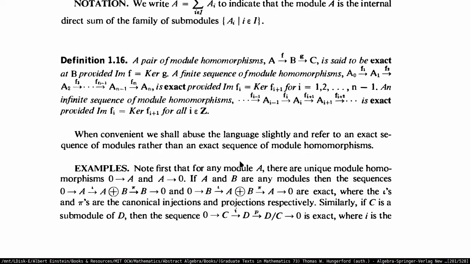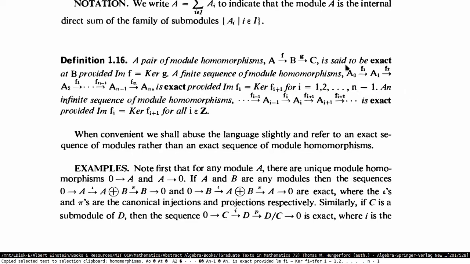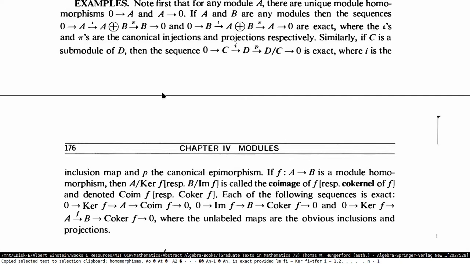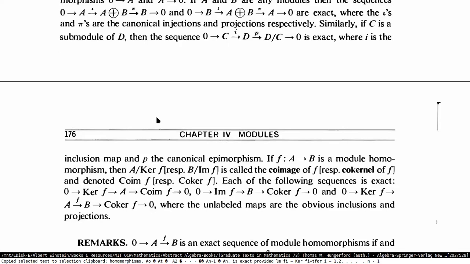We're going to see now that an infinite sequence of module homomorphisms is exact if, like for finite indices, you have exactness up until n minus 1. For an infinite sequence, you're going to have it up until the integers. So in this example, he introduces the co-kernel and co-image.